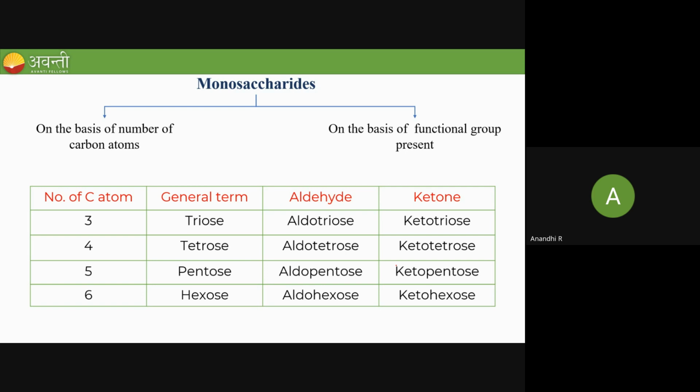So glucose falls under which category? We have seen the structure of glucose. Glucose contains an aldehyde group and 6 carbons. So it is called an aldohexose, and fructose is a ketohexose. In fructose, a ketone group is there and a 6 carbon system, so it is a ketohexose. Got it? Clear for both of you? Shall I go for the next slide?